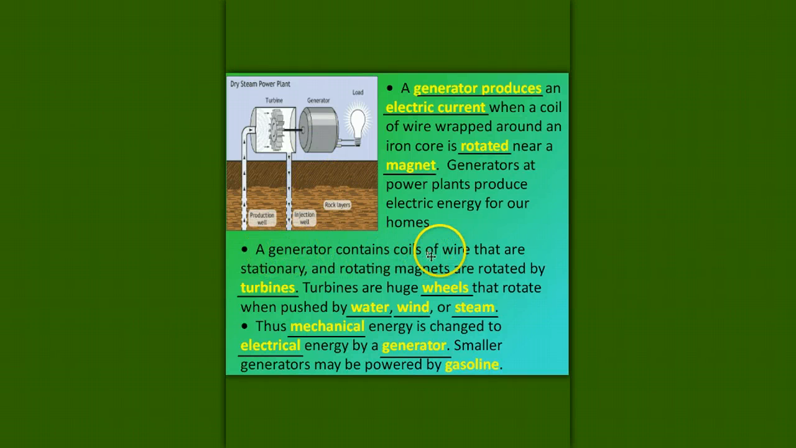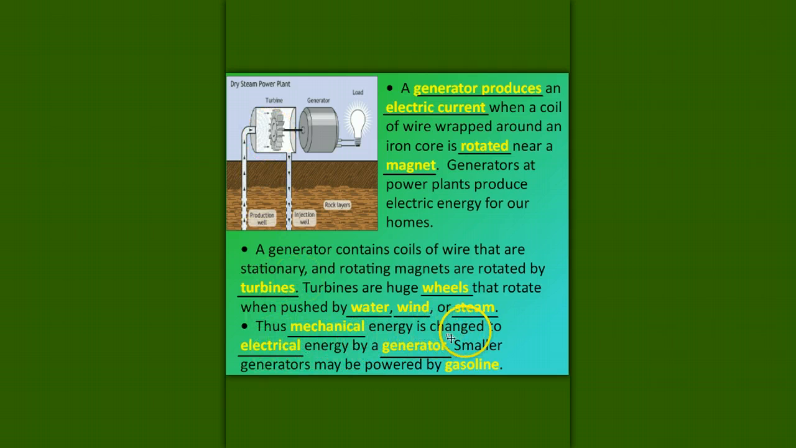A generator contains coils of wire that are stationary. That means they're held still. And rotating magnets that are rotated by turbines. Here's the turbine going round and round. Turbines are huge wheels that rotate when they're pushed by water, wind, or steam. So either water is going to make the turbine go around, or wind is going to make the turbine go around like a windmill, or steam will make the turbine go around.